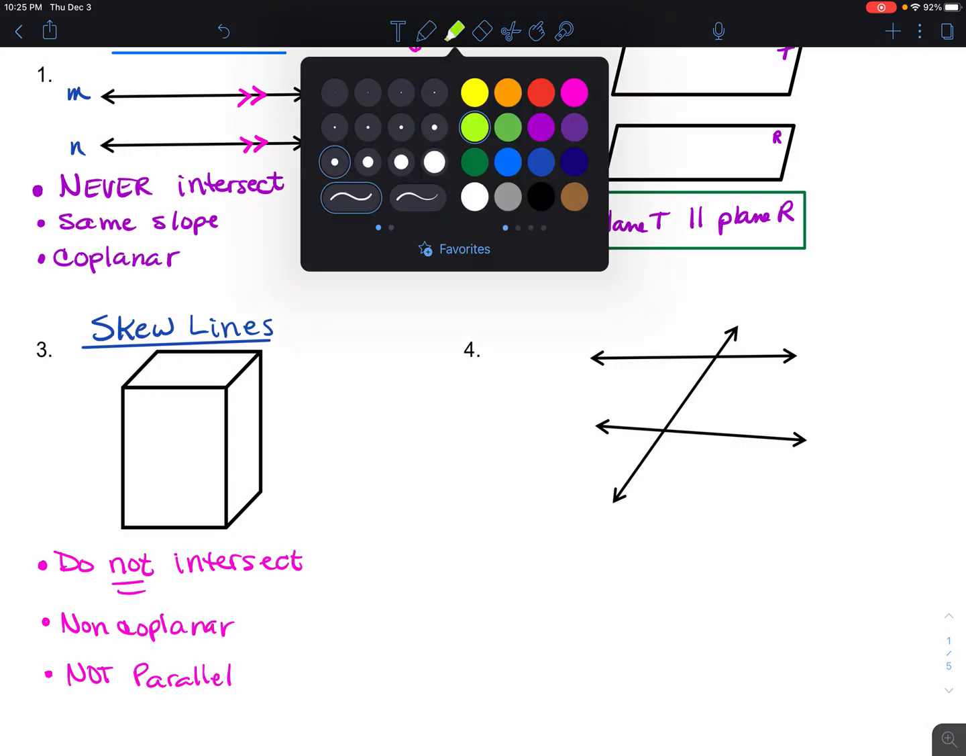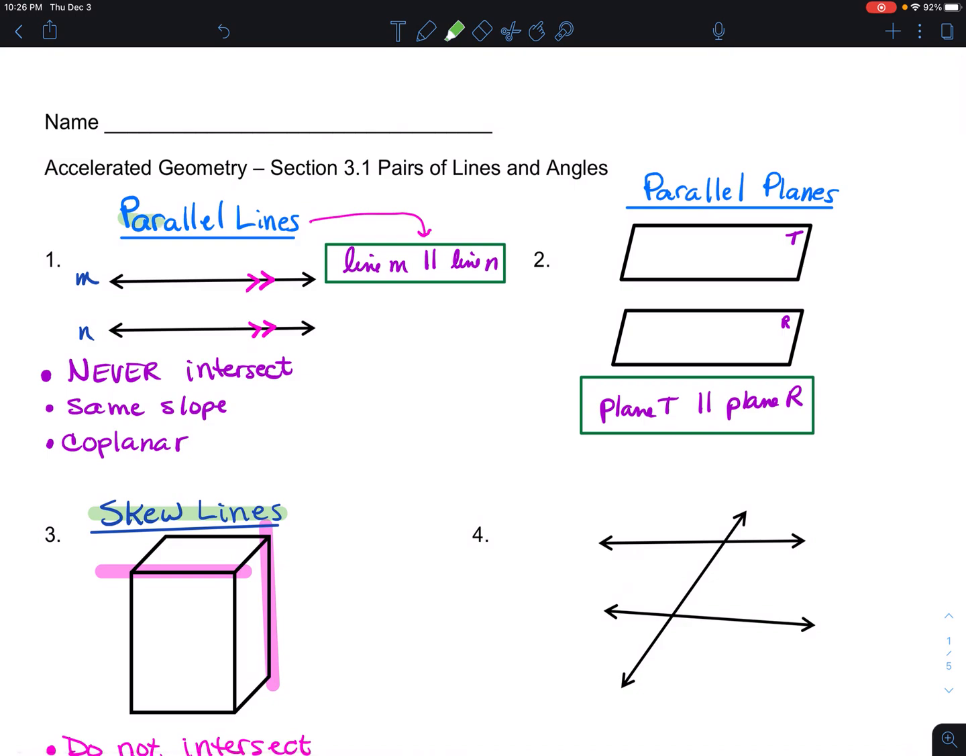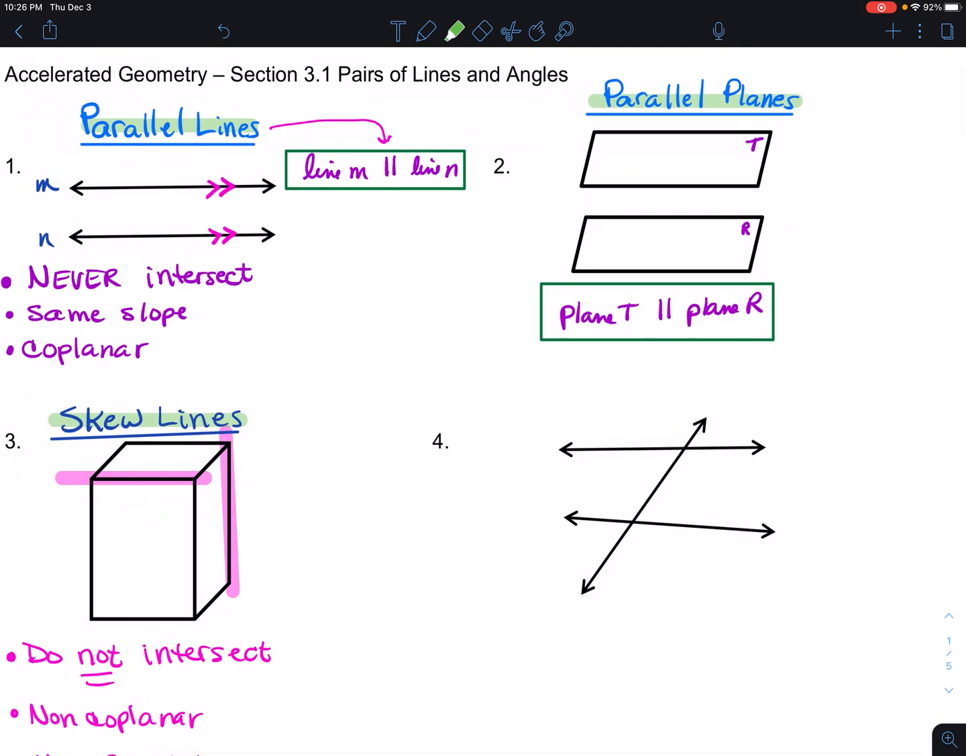So what does that look like? Well, if we use this line in the back and this line here, those are two lines that will never intersect. Think of the back of your room and the front wall and ceiling intersection. They're non-coplanar and they're not parallel. Okay, so this is an example of skew lines. So far we have parallel lines, parallel planes, and skew lines. And then that brings us to number 4.